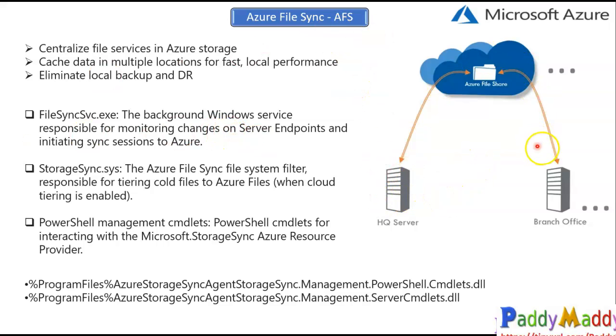How this works is you take an on-premises file server. Let's say you have a file server at headquarters, and you install on it an agent which will sync with Azure File Sync. You see here filesyncsvc.exe. This runs in the background and is responsible for monitoring changes happening on that share folder, and those files get synced to the Azure file share.